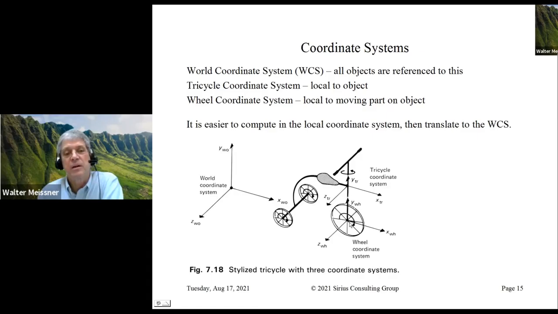So in this case, they have another coordinate system for the wheel. What this allows is easier computation. Somebody can be working with the tricycle all by itself or the wheel all by itself and work out a bunch of sequences. Once that's worked out, they can map them all back to the tricycle, and then the whole tricycle can be mapped back to the world coordinate system.